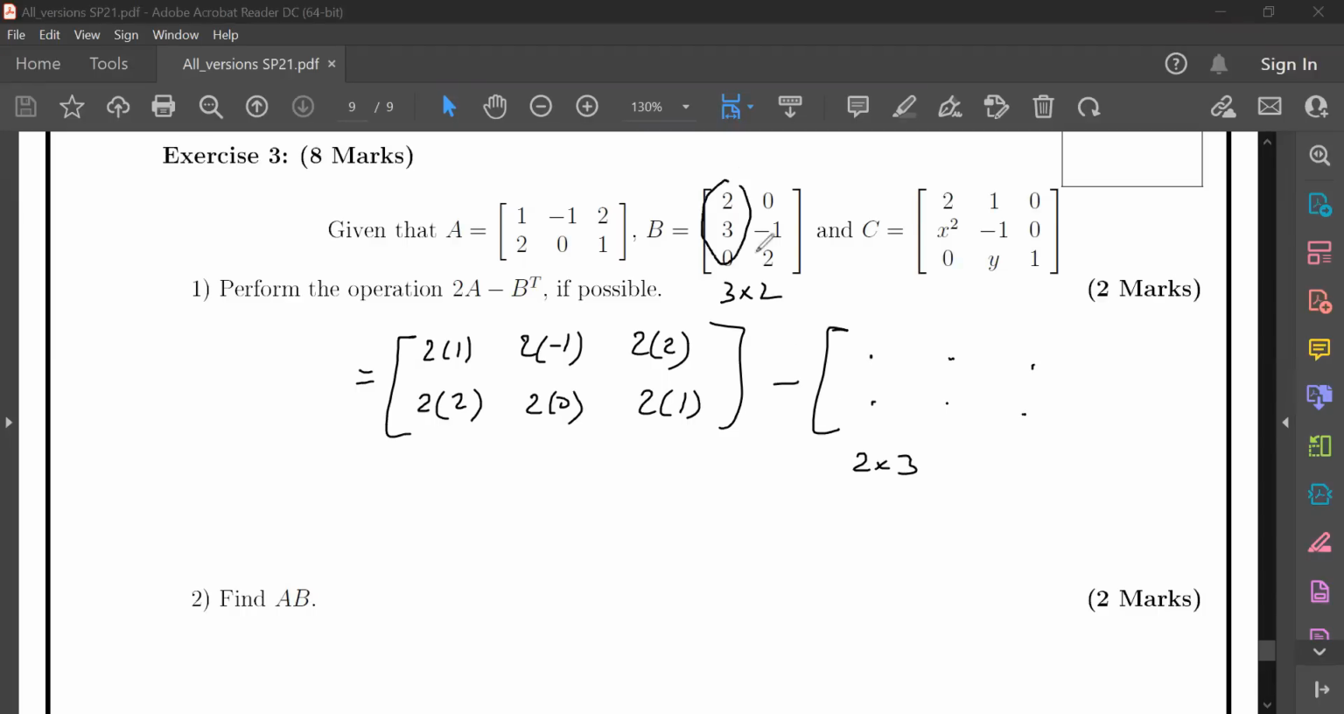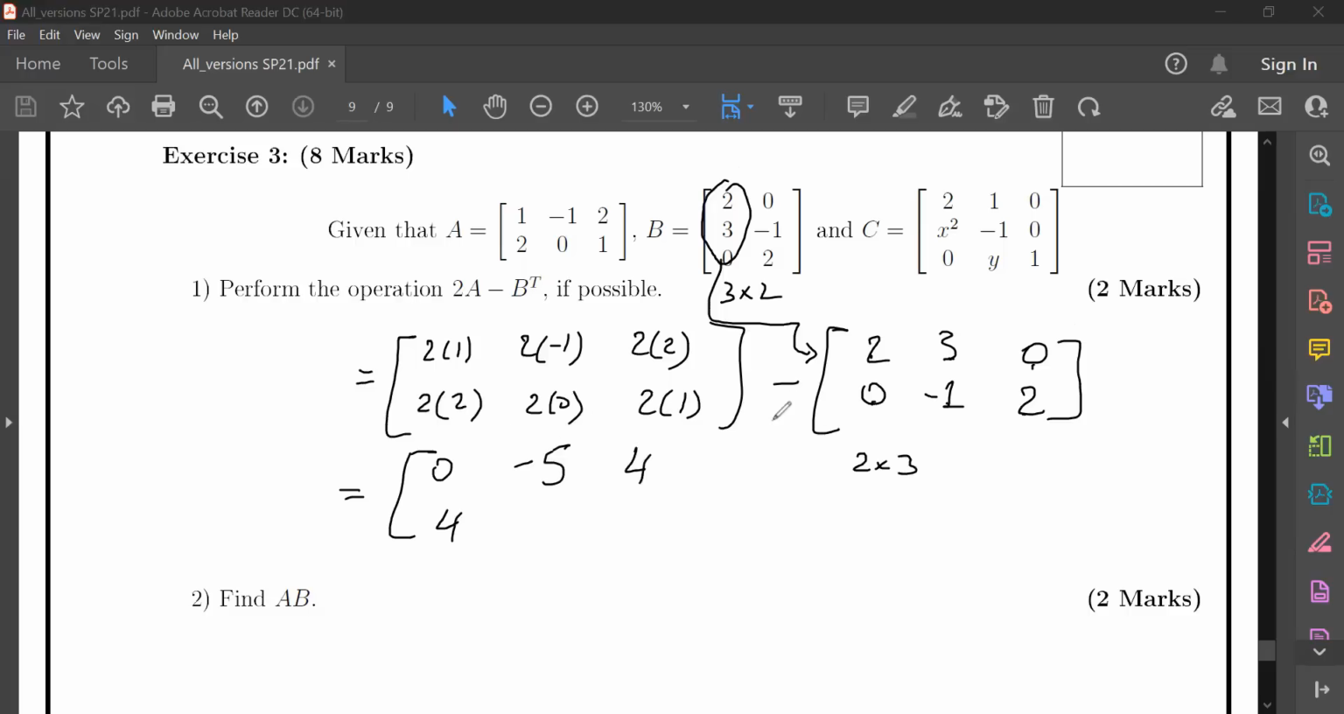The first column will be the first row of B, 2, 3, 0, 0, negative 1, 2. And we subtract: 2 minus 2, 0, minus 2 minus 3, minus 5, 4 minus 0, 4, 4 minus 0, 4, 0 minus minus 1, 1, 2 minus 2, 0.